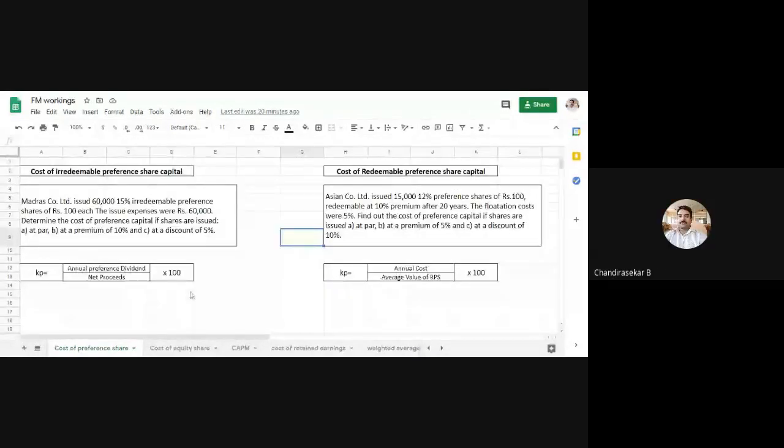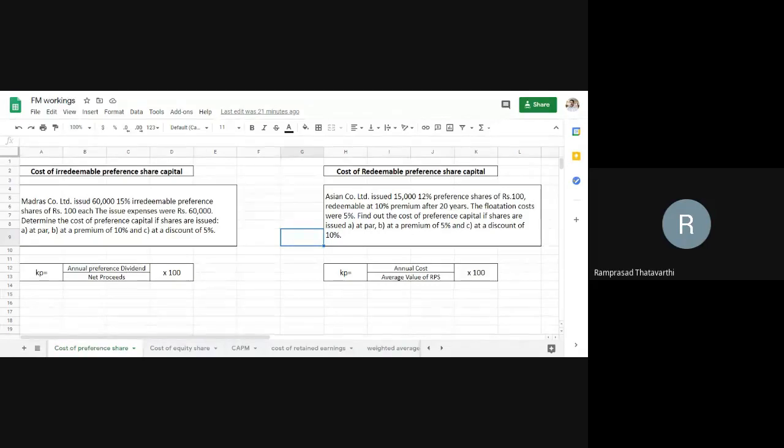So this is the information given. Cost of irredeemable preference shares. They're asking to calculate cost of irredeemable preference shares. Madras Company Limited issued 60,000 15% irredeemable preference shares, rupees 100 each. The issue expenses were 60,000 rupees. Determine the cost of preference share capital if shares are issued at par, or B option, at a premium of 10%, or C, at a discount of 5%. This is the information given.